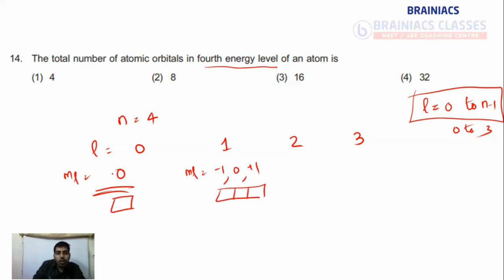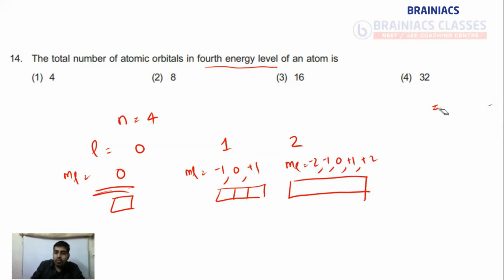Here only one orbital, only one value. Now the ml value for l equal to 1 is minus 1, 0, plus 1, three orbitals. Now the ml value for l equal to 2 is minus 2, minus 1, 0, plus 1, plus 2, right?